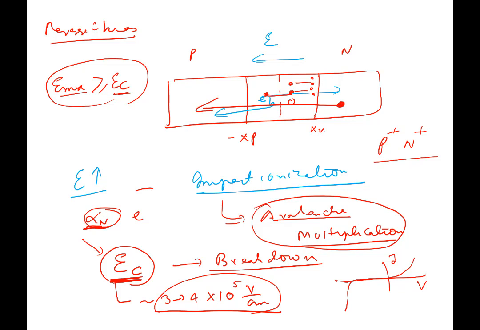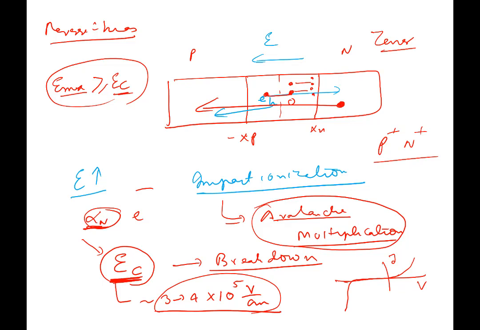Now you take a P plus N plus junction. What happens to the barrier? Very, very thin. And once it becomes very, very thin, what happens? Tunneling occurs. So once you go into a very heavily doped junction, the barrier tends to become transparent. The electrons are able to tunnel through the barrier. And so you get a new mechanism of breakdown which is called the Zener mechanism. The Zener breakdown mechanism is because of the tunneling phenomenon.